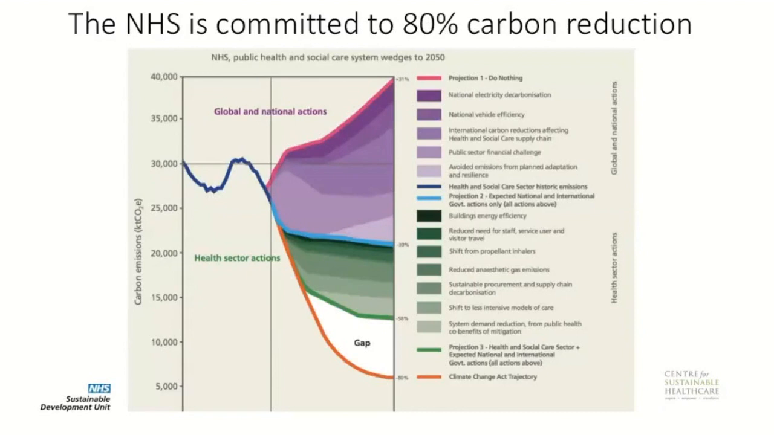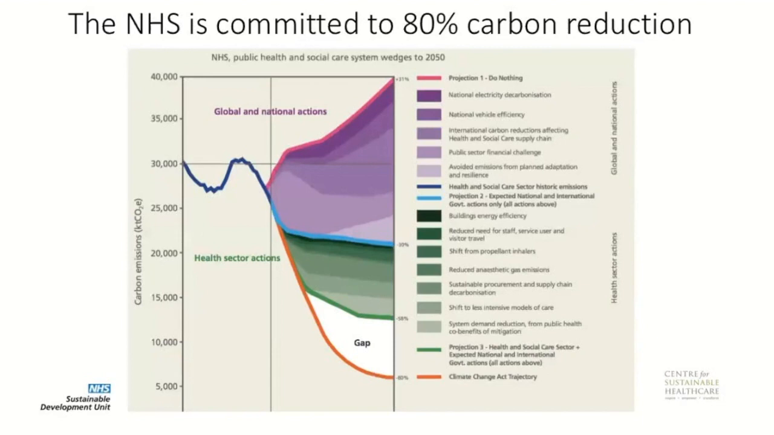The pink line shows what would happen if nothing was done and current trends were just allowed to continue: how carbon emissions would increase. And then there's a series of purple wedges, which are the impact of agreed or expected national and global actions on reducing carbon footprint. So it's not all down to the health service. Some of it's about reducing the carbon intensity of the electric grid and so forth.